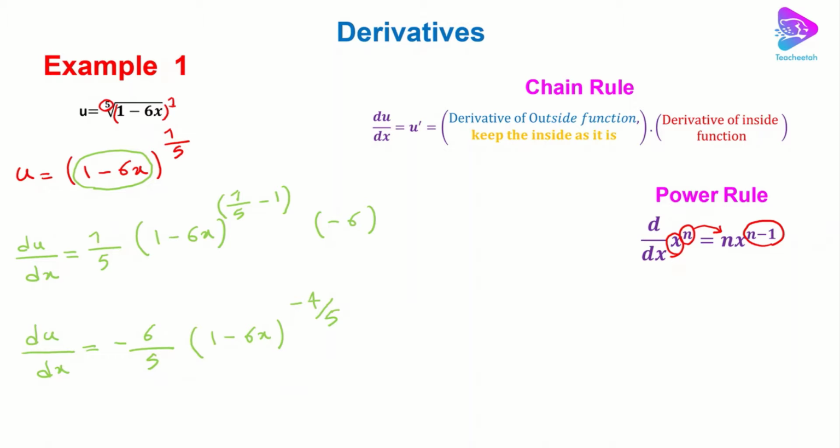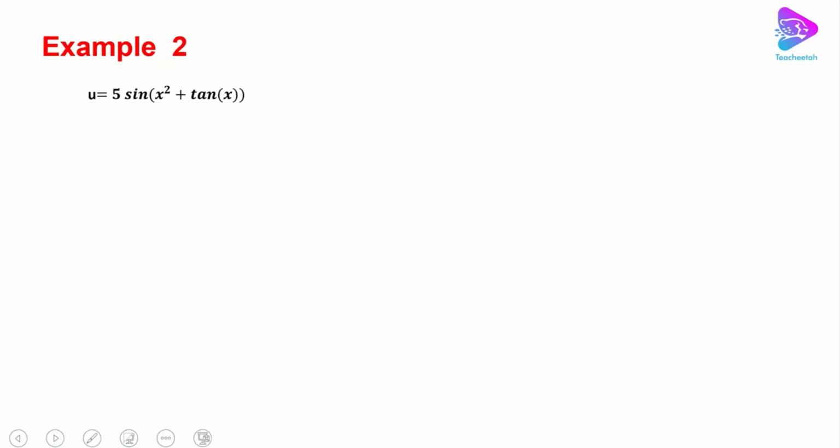As you can see here, we easily applied the chain rule. First we looked at how we can simplify the equation that we have, and then based on that simplification we started using the chain rule. We take the derivative of the outside function in the first step, keep the inside as it is, and multiply it with the derivative of the inside function, as you can see in the final answer. Now let's look at the next example.